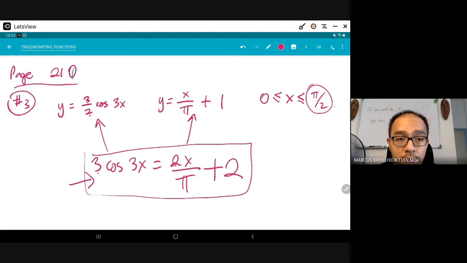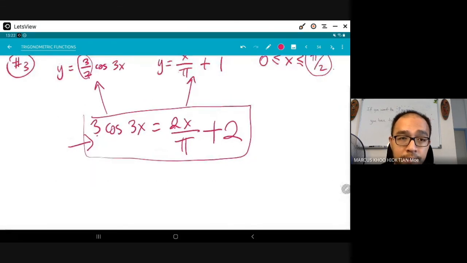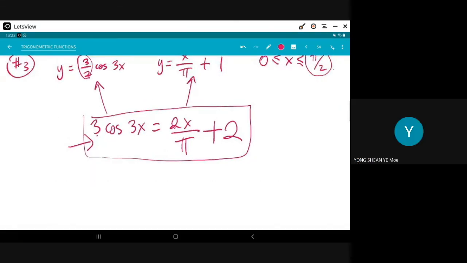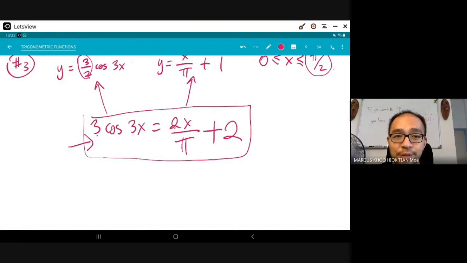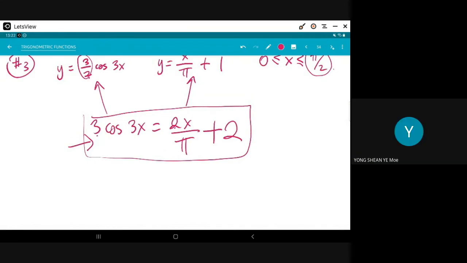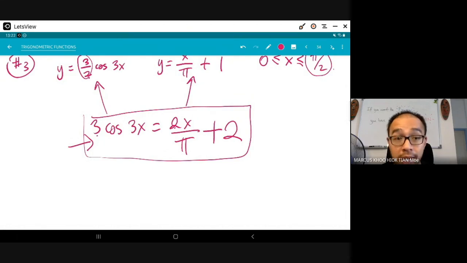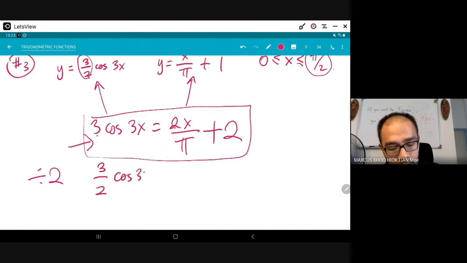Okay, how do I change this 3 cos 3x to become 3 over 2 cos 3x? Any suggestions? Times 2 or divide by 2? Divide by 2. Okay, we divide everything by 2, and we'll get 3 over 2 cos 3x.